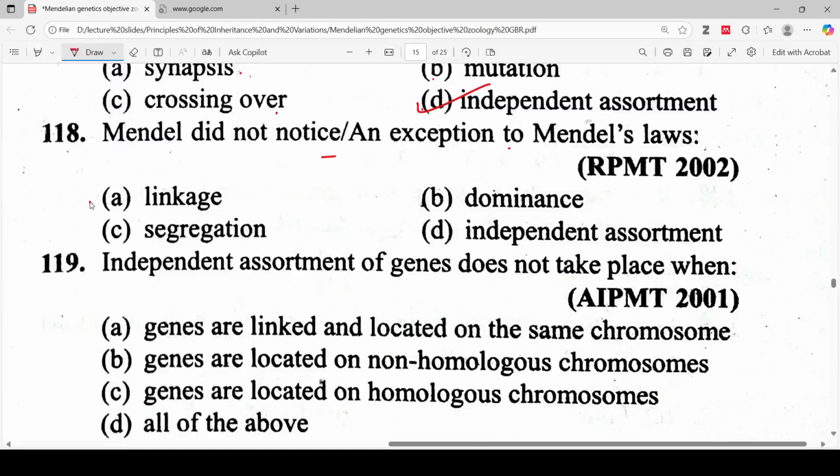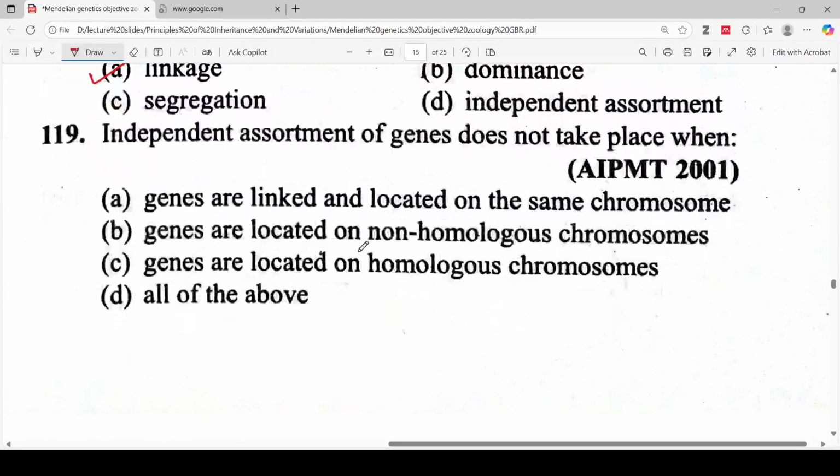So the correct answer is option A. Next one, the independent assortment of genes does not take place when genes are linked and located on the same chromosome. Genes are located on the non-homologous chromosome. Genes are located on homologous chromosome. So the correct answer will be option A.